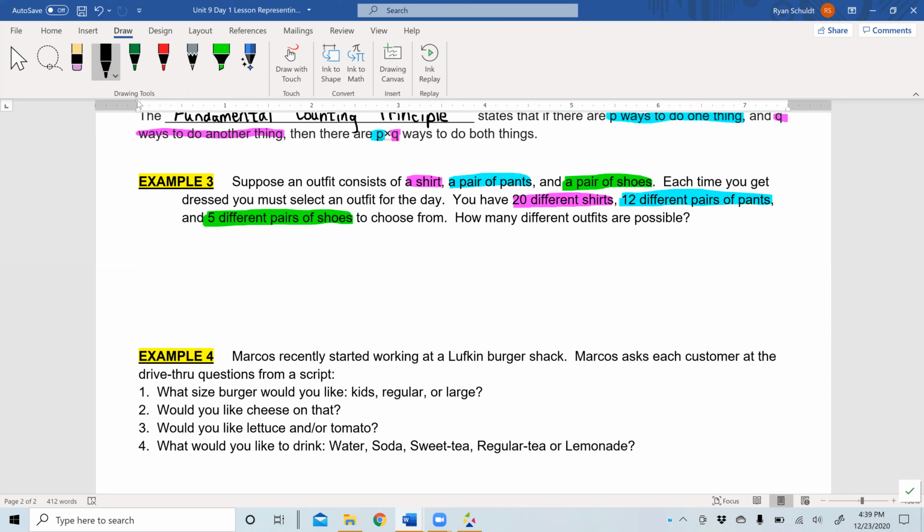Well, to figure out how many are possible, you just multiply that together. So we have 20 shirts, 12 pants, 5 shoes. We simply just multiply all these together. 20 times 12 times 5. That's all you have to do. And that'll get you 1,200 outfits.